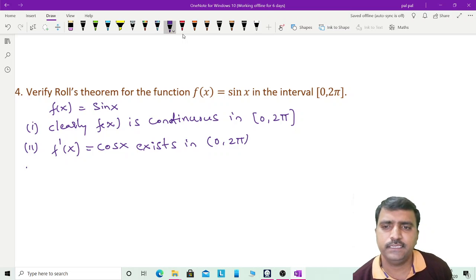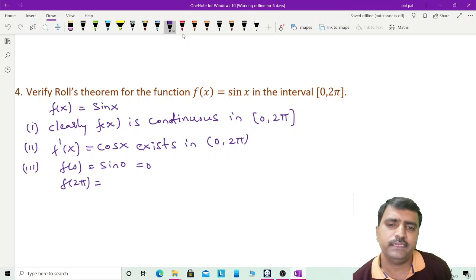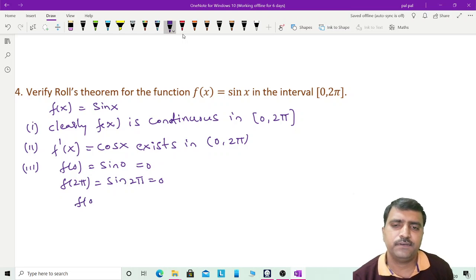So the third condition of Rolle's theorem I am taking now. That is f of 0 is sin 0, which is 0. Next, f of 2 pi is sin 2 pi. Sin 2 pi is also 0. So sin 2 pi is also 0. So that is f of 0 is equal to f of 2 pi.